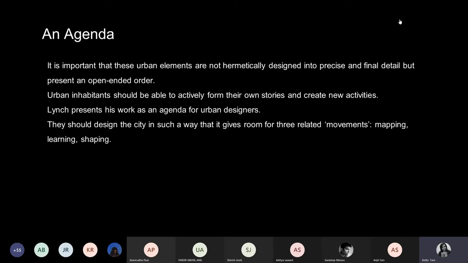So he presents this work more like an agenda for urban designers, and they should design the city in such a way that it gives room for movements, which is mapping, learning, and shaping. So this is the background with which this concept was brought about of reading cities and legibility and the visual quality of a city. And with this background, we'll now look in detail at what his findings were and what idea he proposes.